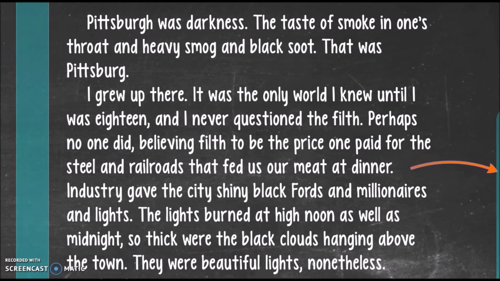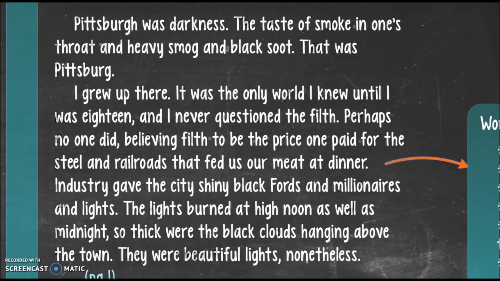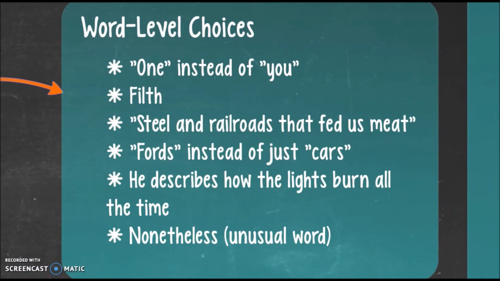Okay, that's our excerpt. Let's look at this in a word level choice. Why did they choose this specific way to say this? All right. Word level choices: they use one instead of you, right? So you can put yourself outside of it, almost from the outside looking in. Using that word filth, they could have just said dirty or nasty, but they use that specific word filth, right?